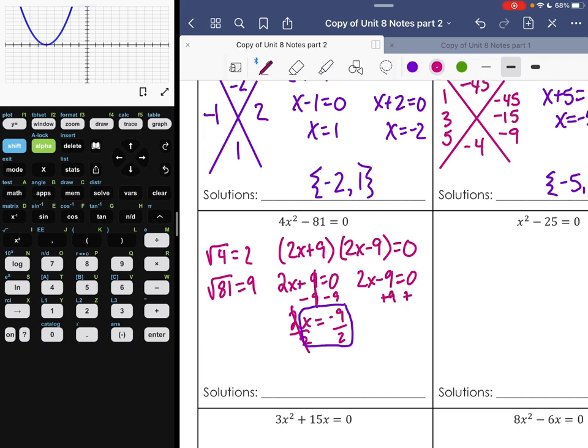And then over here, we're going to add 9. So that's going to give us 2x equals positive 9. And when we divide by 2, we're going to get positive 9 over 2. So that's our other answer.